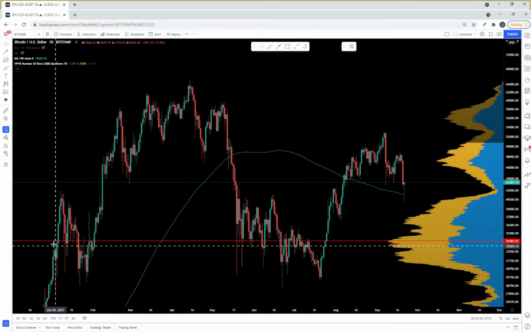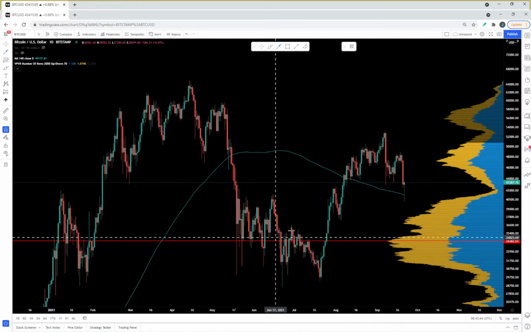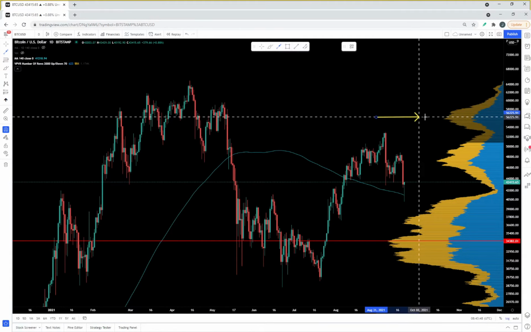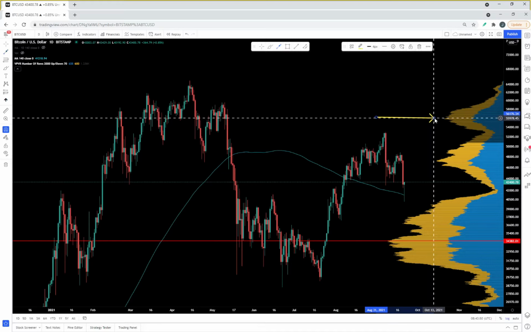we'll come out basically back to December. There's a few major high volume nodes. This is one.